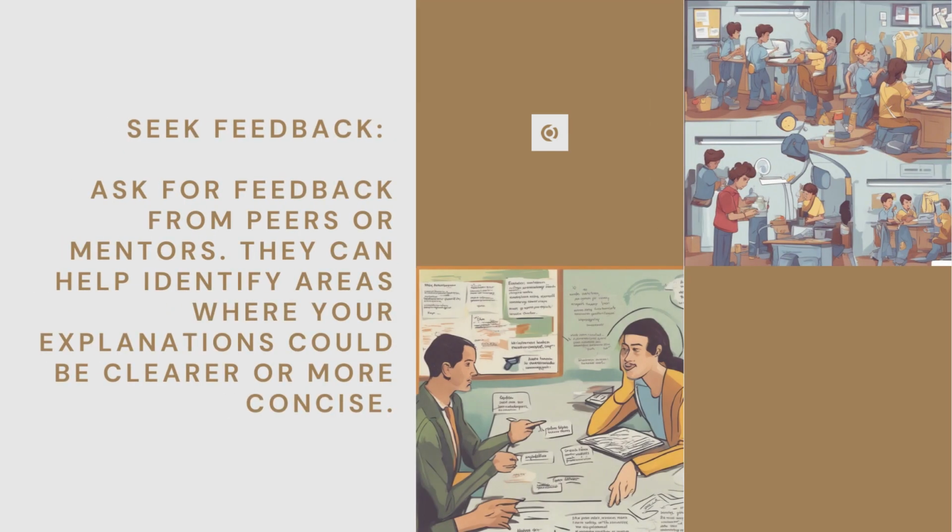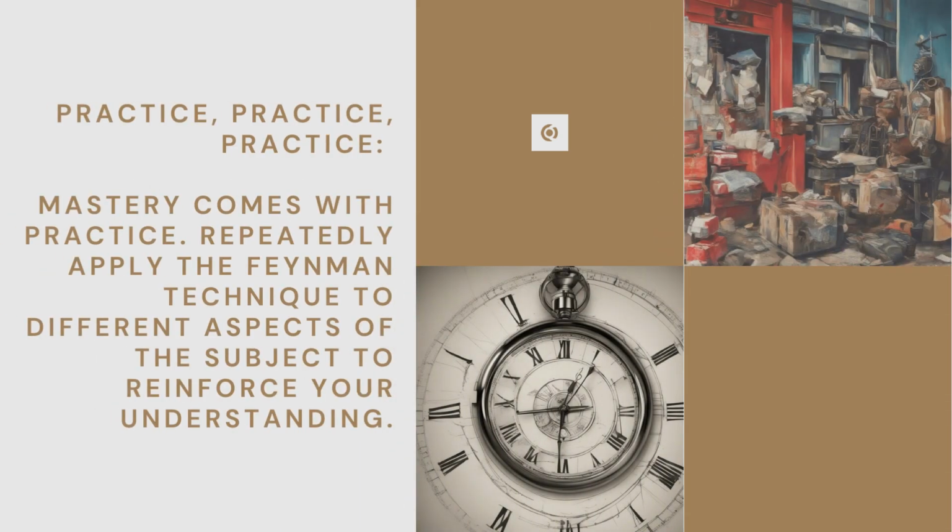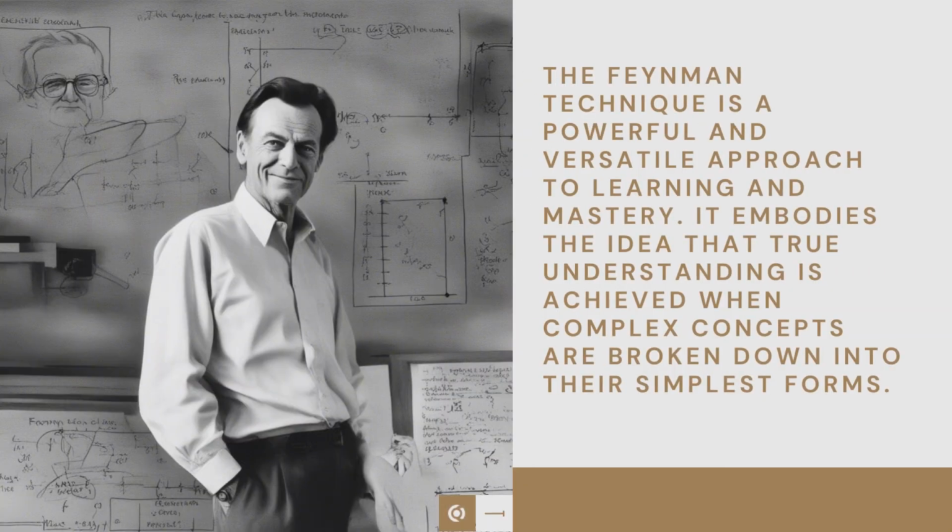4. Seek feedback. Ask for feedback from peers or mentors. They can help identify areas where your explanations could be clearer or more concise. 5. Practice, practice, practice. Mastery comes with practice. Repeatedly apply the Feynman technique to different aspects of the subject to reinforce your understanding.